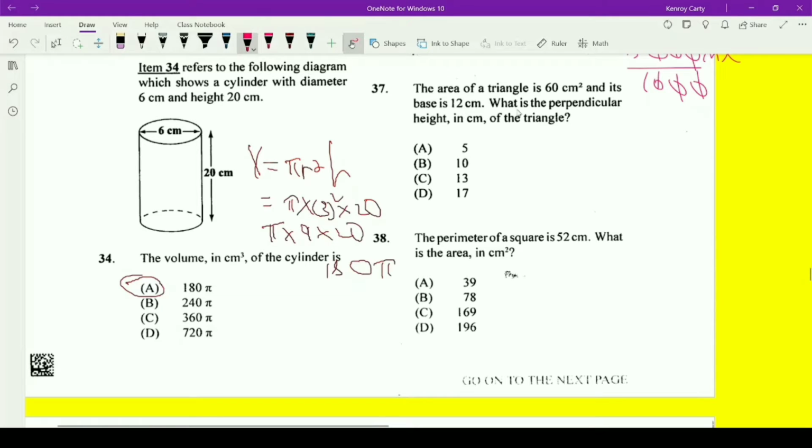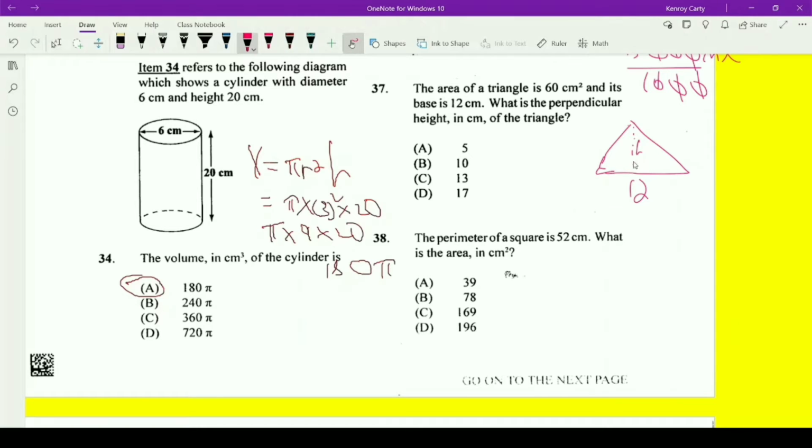Right, we're almost there. The area of a triangle is 60 square centimeter, and its base is 12 centimeter. What is the perpendicular height in centimeter? Now, it could be any kind of triangle. It could be a right angle triangle. What is sure is the concept will never change, where you must have the perpendicular height. So let us assume that it's a triangle looking like this, where the base is 12. The area, of course, this is the height.